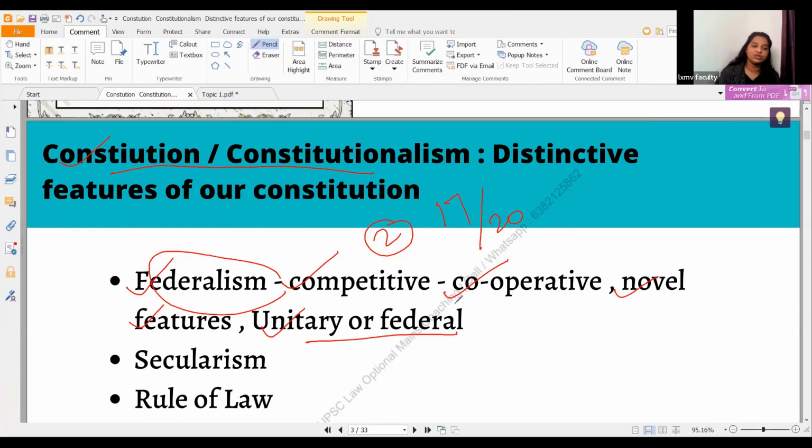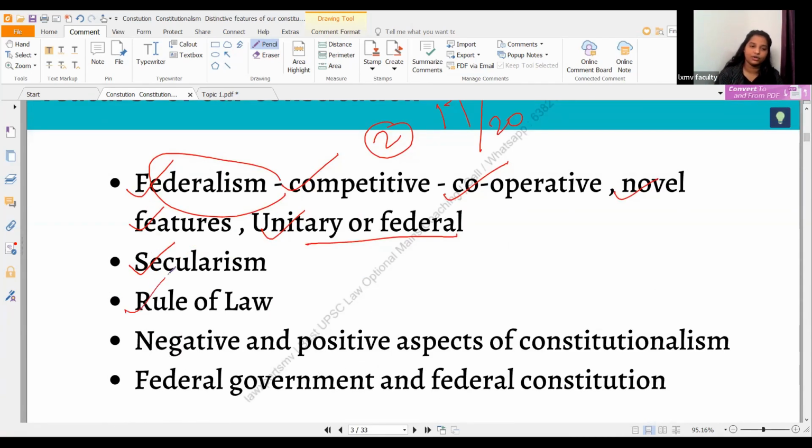Okay. Next, we should read what is secularism. I think it has been asked in your recent mains, and it has been asked thrice in total. Secularism is a very easy concept, very easy to score more. Okay. Next, what is rule of law? That's also a very important topic. And negative and positive aspects of constitutionalism. Earlier, we were talking about constitution, not constitutionalism. Constitutionalism is a different topic that is important too.